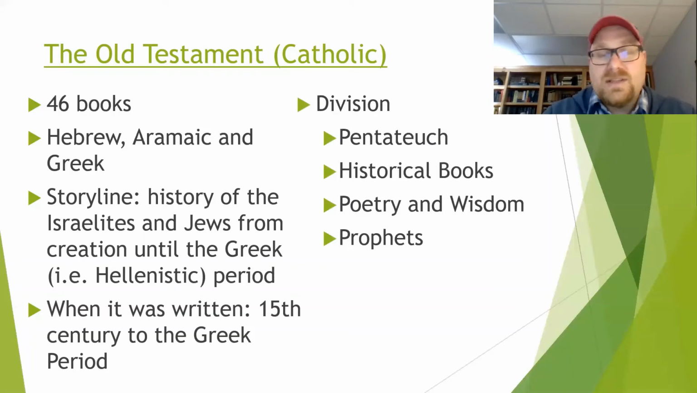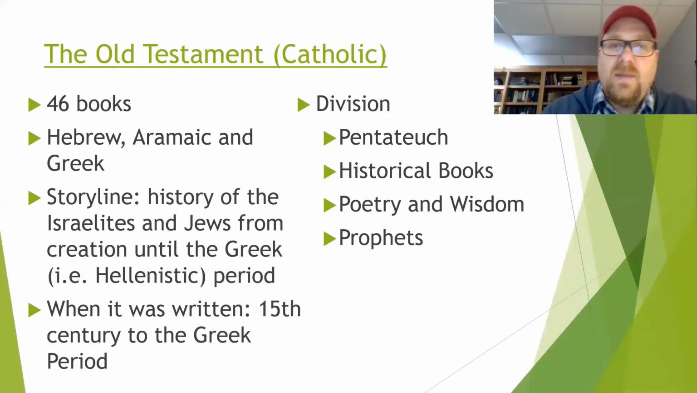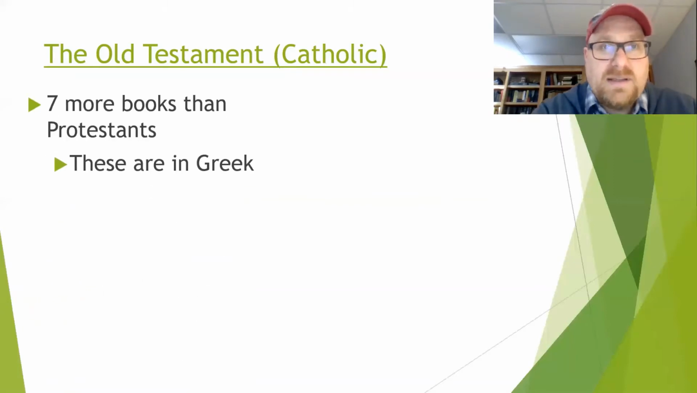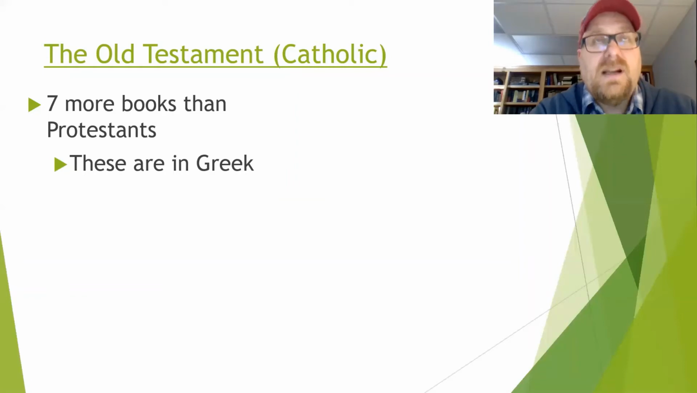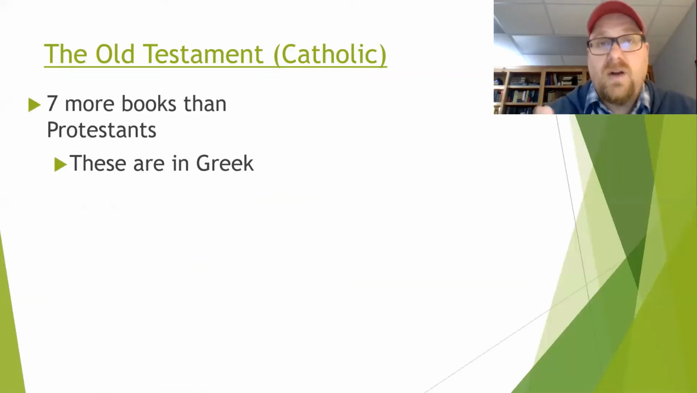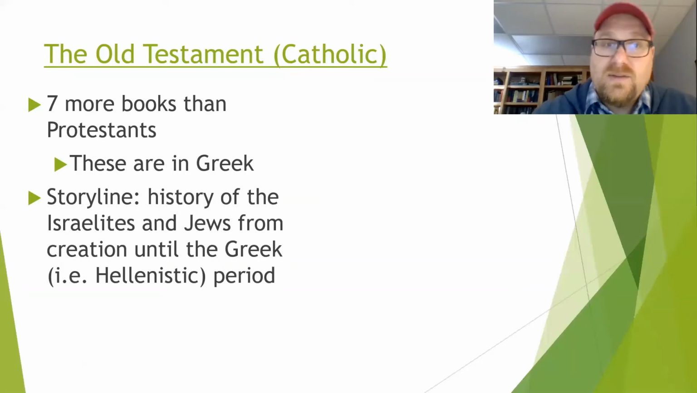Their division, just like the Protestant, you have the Pentateuch, historical books, and then poetry and wisdom, and then the prophets. They have 7 more books than the Protestants. This is where we have some differences. All of the additional books in the Catholic Old Testament, which we call the Apocrypha, some people call them the Deuterocanonical books, were either written in Greek or they survive in Greek.